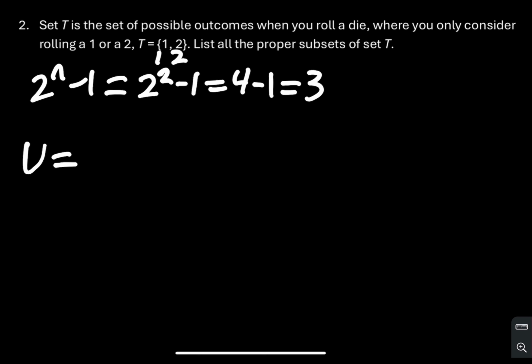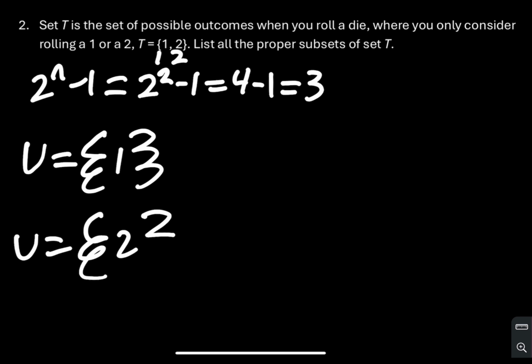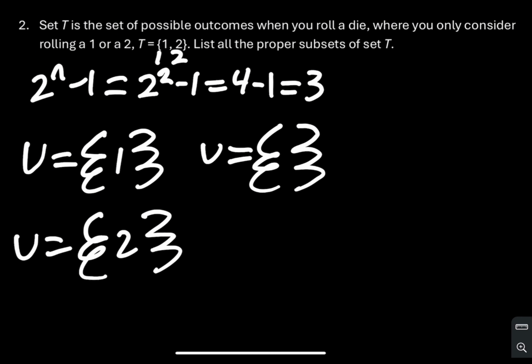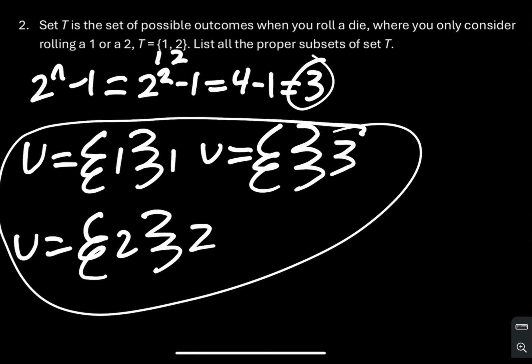And the first one we can do is we have to go down one element. Essentially we start off with one element because originally we had 2, so we just bumped down to 1. So one of these elements can be 1, the second one can be 2, and the third one, which don't forget, is the empty set. So we have 3 different proper subsets of set T, and that's going to be your answer.